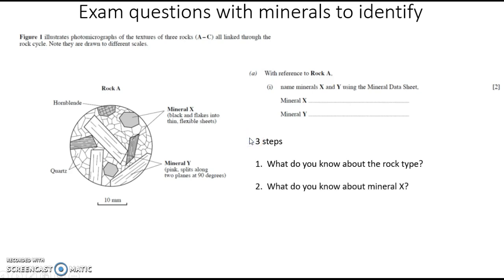The second part is what do you know about mineral X? It gives you some data. It's black, it flakes into thin flexible sheets. And again, what do you know about mineral Y? It's pink and it's split along 2 planes at 90 degrees. So let's go through this then.